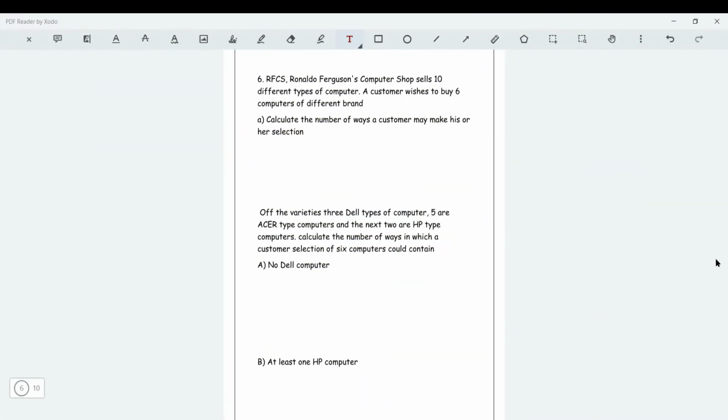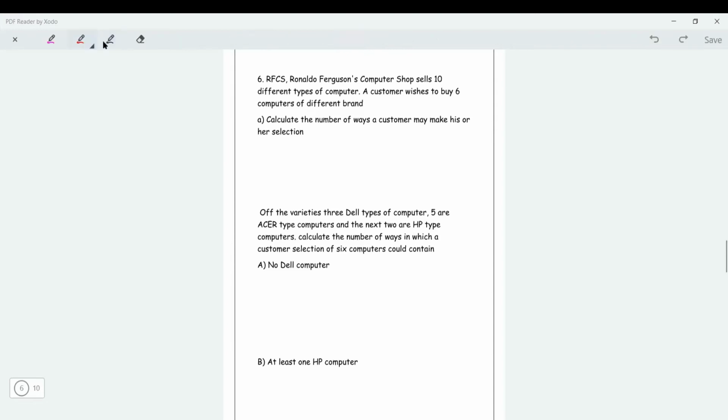This is Ronaldo Ferguson's computer shop. They sell 10 different types of computer. A customer wishes to buy 6 computers of different brands. It says calculate the number of ways a customer may make his or her selection.